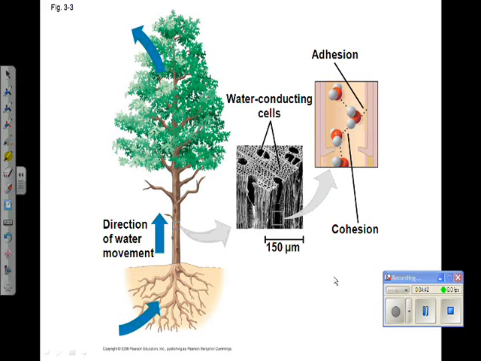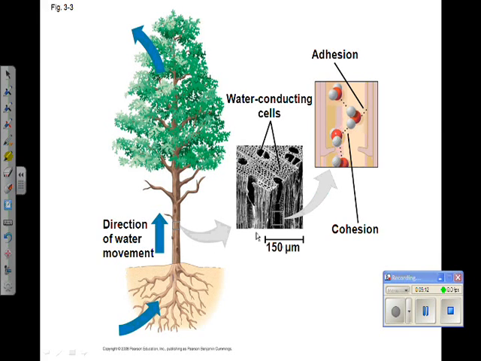Cohesion and adhesion work together to allow water to travel up a thin tube against gravity, something called capillary action. Cohesion and adhesion are critical to the movement of water from roots to leaves, or transpiration in plants. During transpiration, the evaporation of water from the surface of leaves creates a negative pressure that draws a tube of water up the xylem tissue.